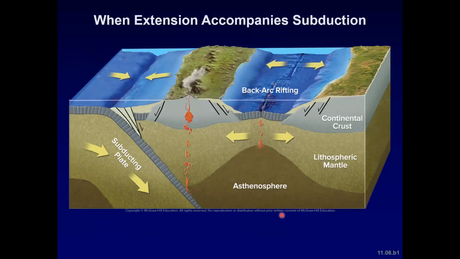Okay, so when extension accompanies subduction, extension can occur in front of the arc, causing the thrust to thin. We see extension here. Extension can occur within or behind the arc as well, where the crust is hot and weak, producing normal faults that thin the crust. If extension continues, the arc can rift apart and form a new ocean basin. So a back arc basin can be formed by back arc spreading.